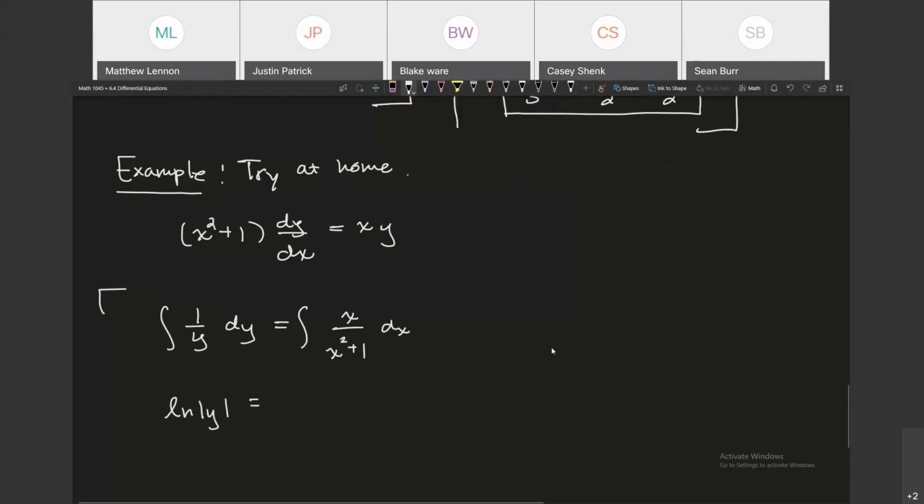And on the right, we have to do a u substitution, right? If we're going to do that integral, let's just go through the u substitution. We would let u be x squared plus 1. So du would be 2x dx. So 1 over 2x times du would be dx. So, I wrote dy. That should be du.